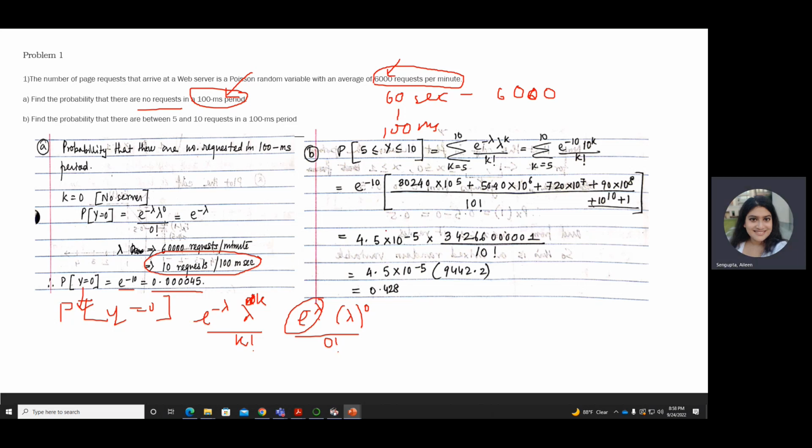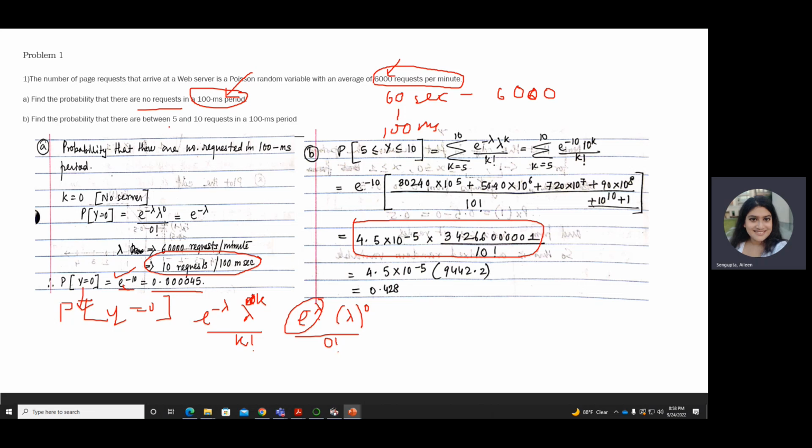However, if you leave it here and don't try to reevaluate this, some points might be deducted because this can be simplified a little bit more. But if you leave the answer here and do not use your calculator because you ran out of time or something, it's perfectly fine. You'll get the full points.